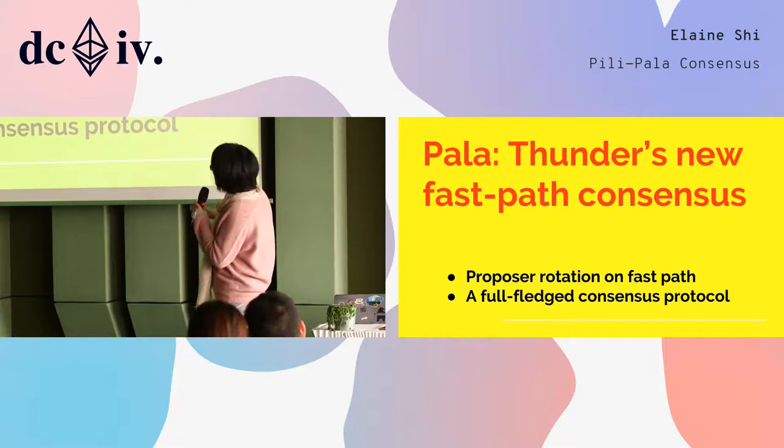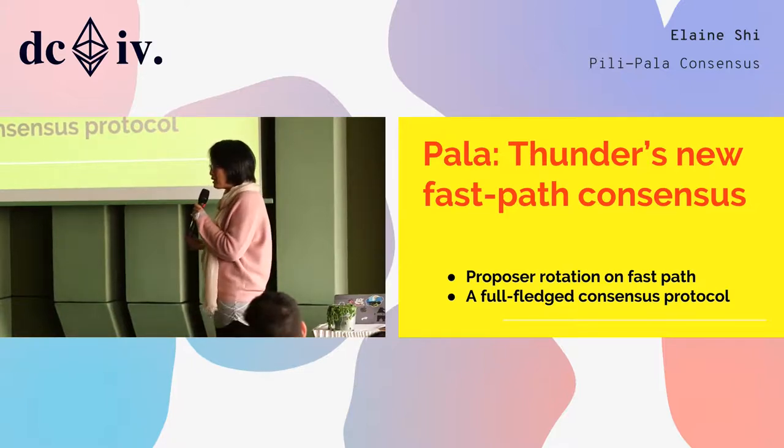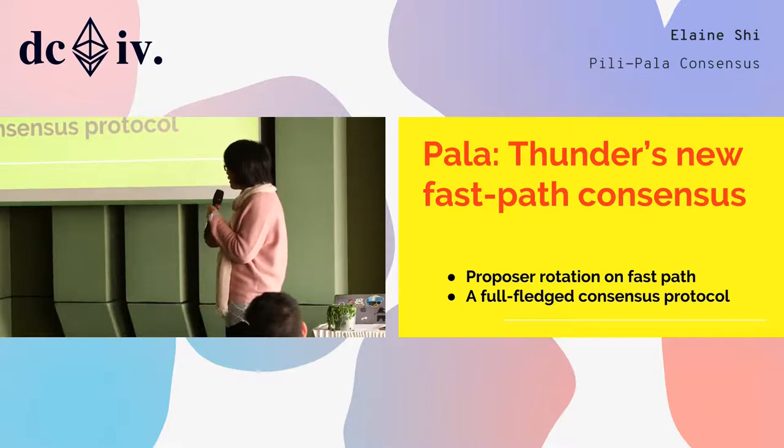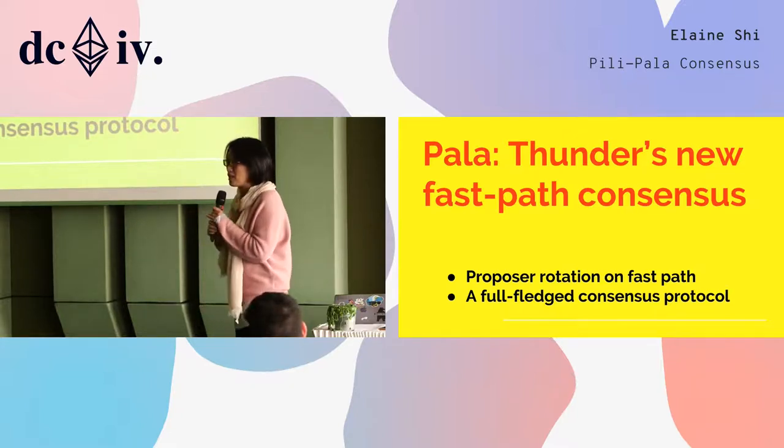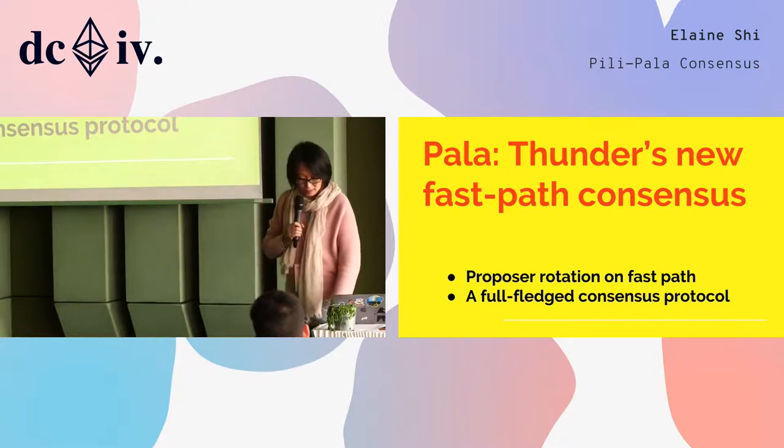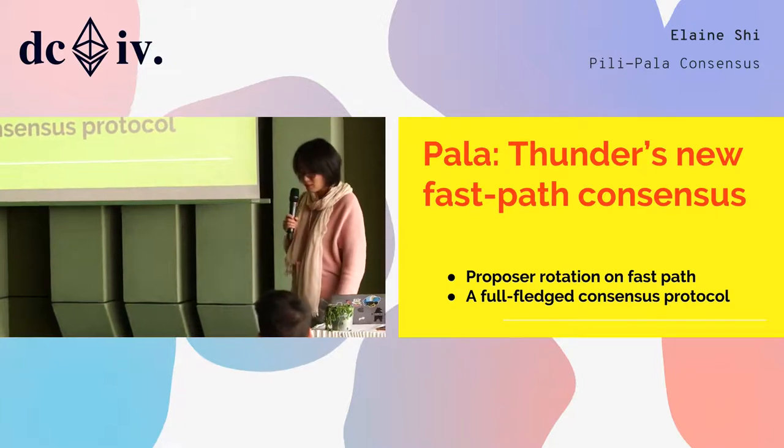Pala is Thunder's new fast path consensus protocol. It's actually a full-fledged consensus. It gives you both consistency and liveness. And in fact, you can just run Pala in a standalone fashion, even without the slow chain.